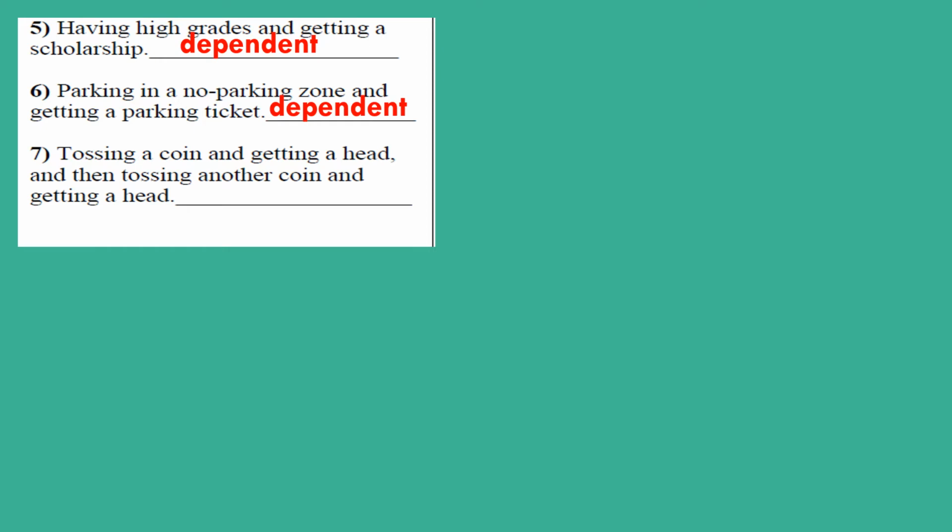Number 7, tossing a coin and getting a head, and then tossing another coin and getting a head. So there are two different coins here. Therefore, the outcome of one coin will not depend on the outcome of the other coin. So this is an example of an independent event.